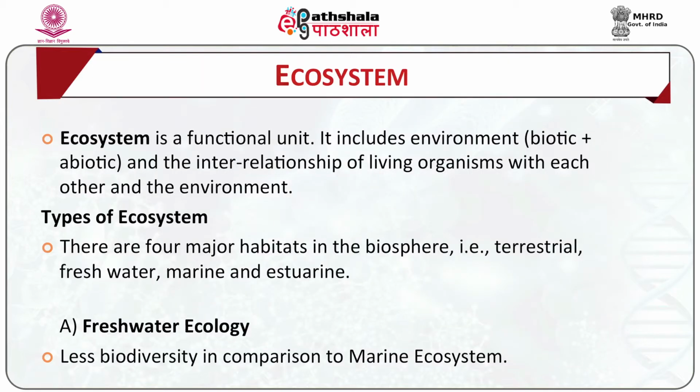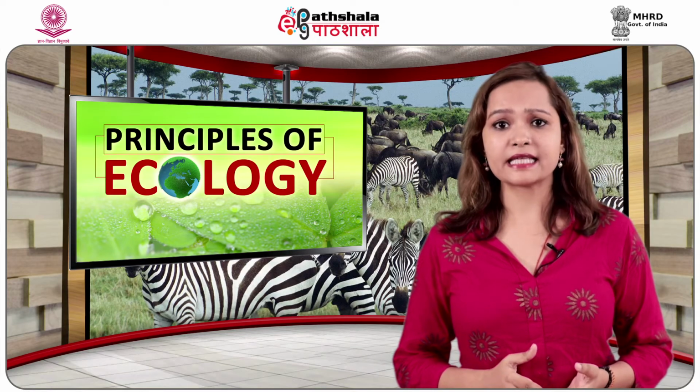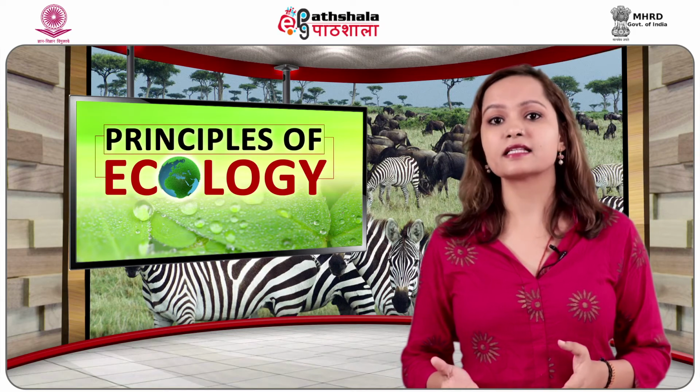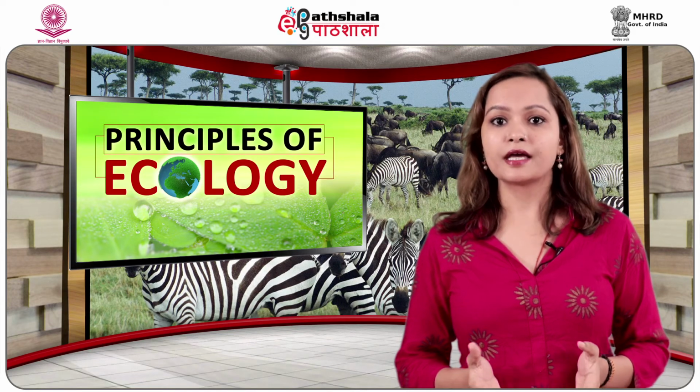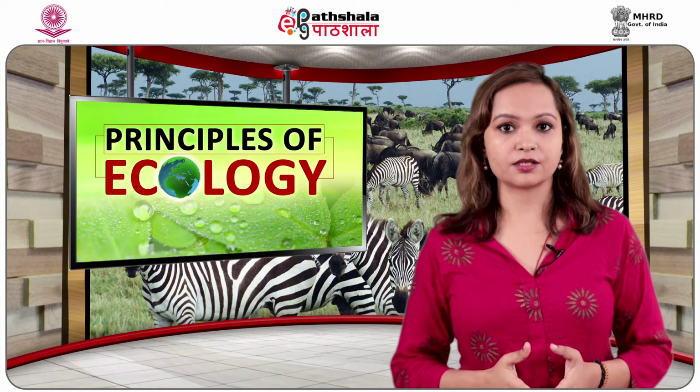Now we come to the types of ecosystem. There are four major habitats in the biosphere. They are terrestrial, freshwater, marine and estuarine. Based on these habitats, the ecosystem study is classified under different categories. Here we will focus on freshwater ecology.